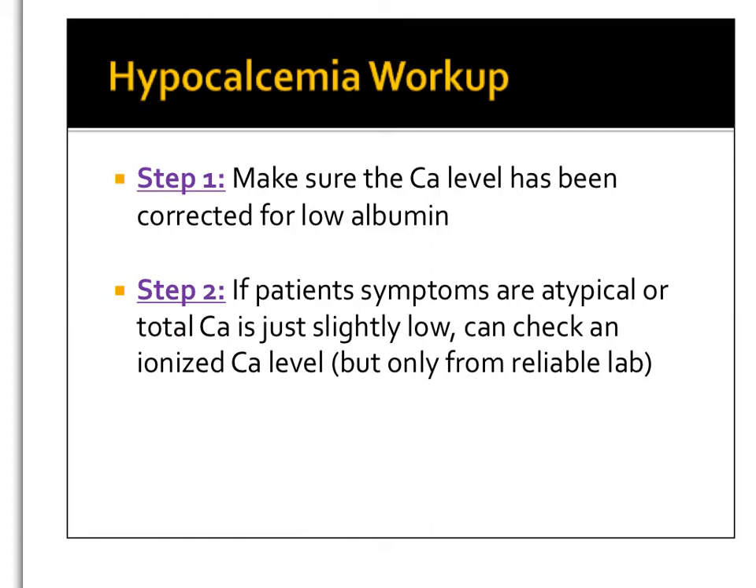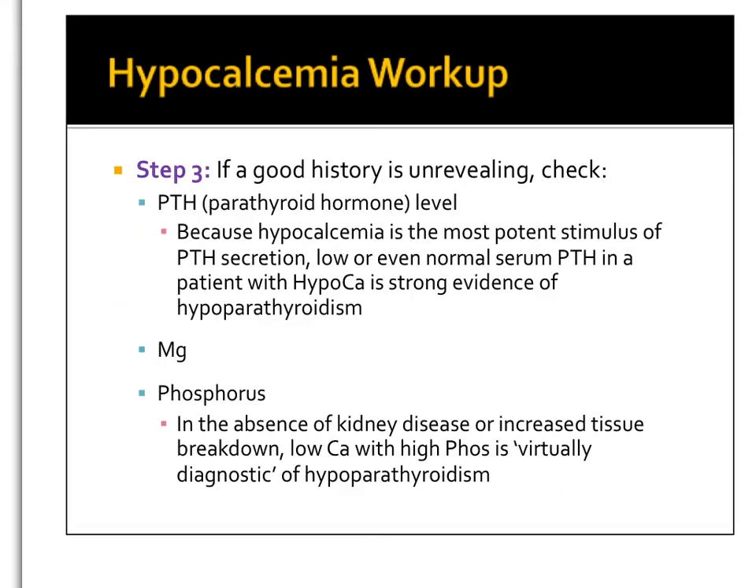All right, so once again, just to reiterate, step 1, make sure that the calcium is corrected for low albumin. Step 2, if the patient's symptoms are kind of atypical, or if the calcium level is just a little low, then you want to get the ionized calcium level, all right? Step 3, if a history is unrevealing, then you're going to want to get some labs, particularly a parathyroid hormone, a MAG, and a PHOS.